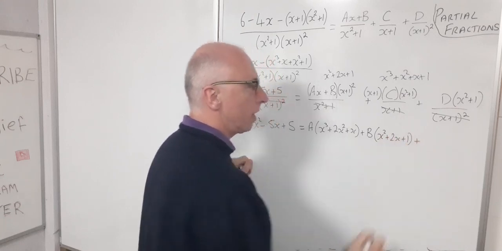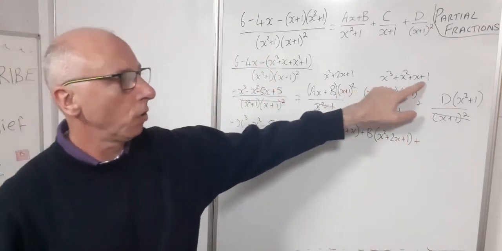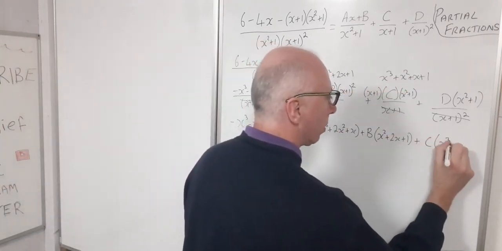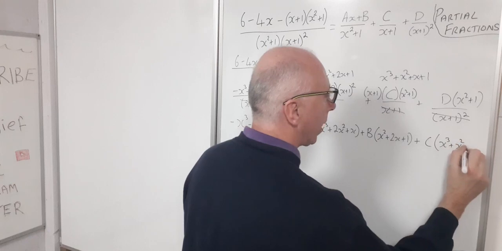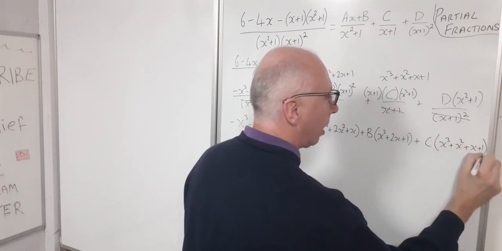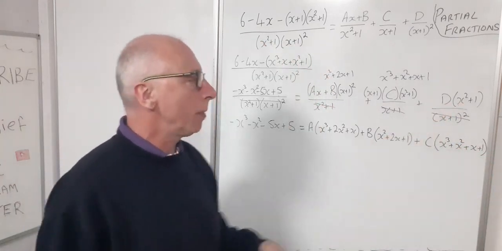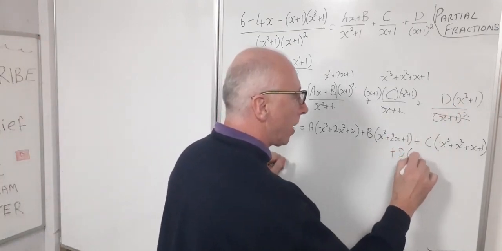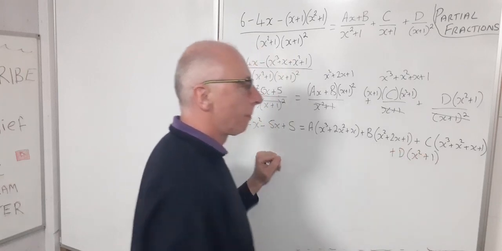Okay, and now the c will be multiplied by all of that. So plus c times x cubed plus x squared plus x plus 1. And then this d times x squared plus 1, that will just stay as it is written there already. So dx squared plus 1.